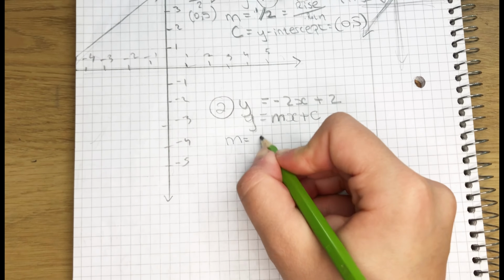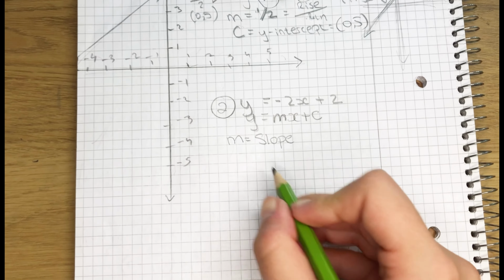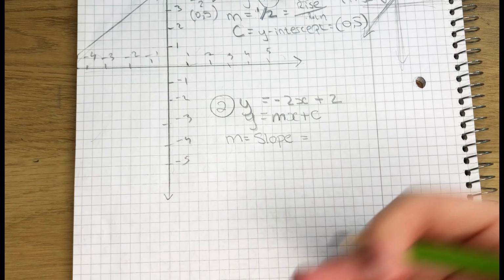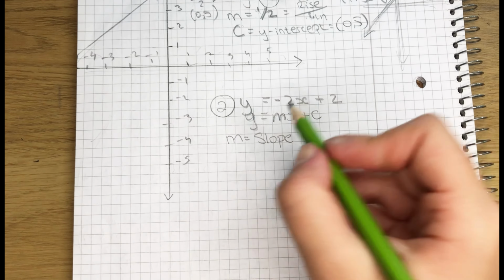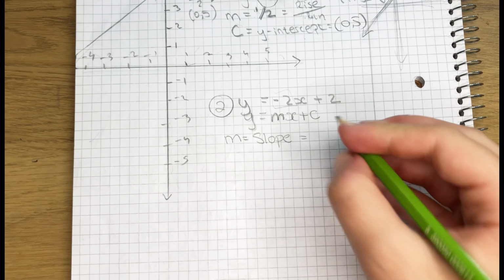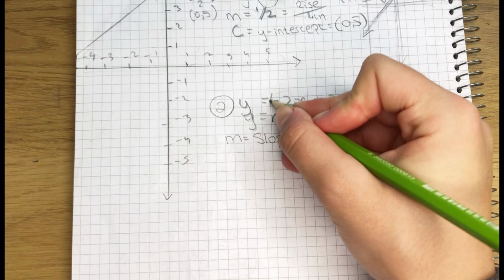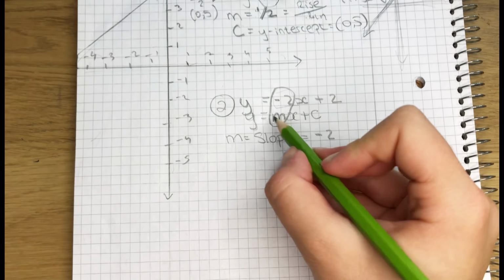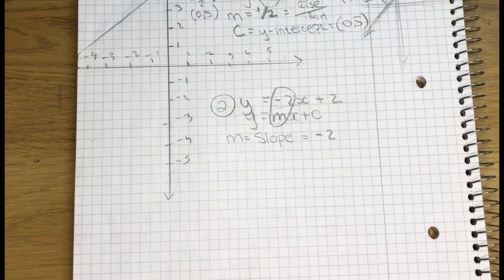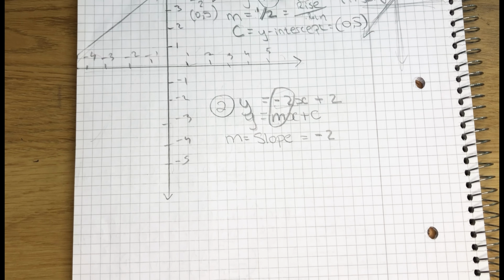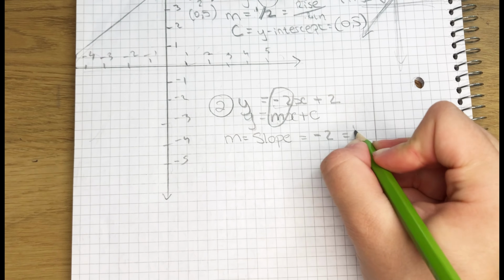So our m is basically our slope. Let's just write that down. Try and get it into our heads. M represents slope. So here it's showing us that our slope is minus 2. Minus 2 is our slope. But wait a minute. Our slope represents rise over run, doesn't it?